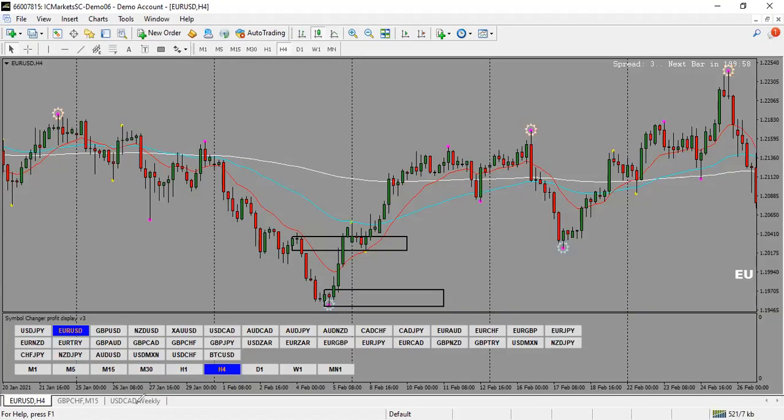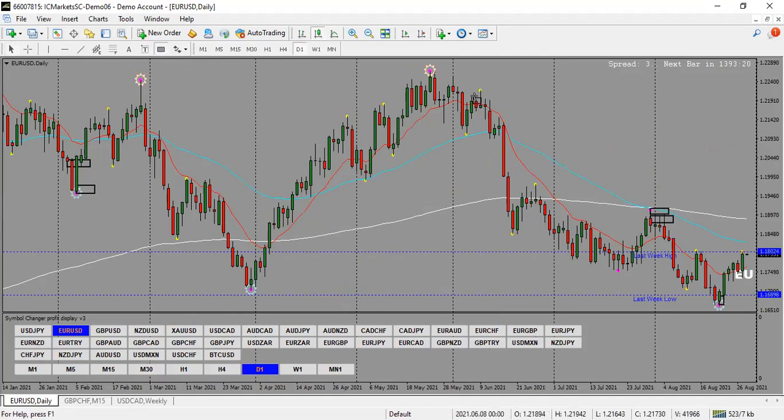Follow my lead, right? On D1, this is a bearish order block. This is the demand zone. Am I correct? Yes. Daily time frame order block, right? This is the D1, the daily time frame order block.